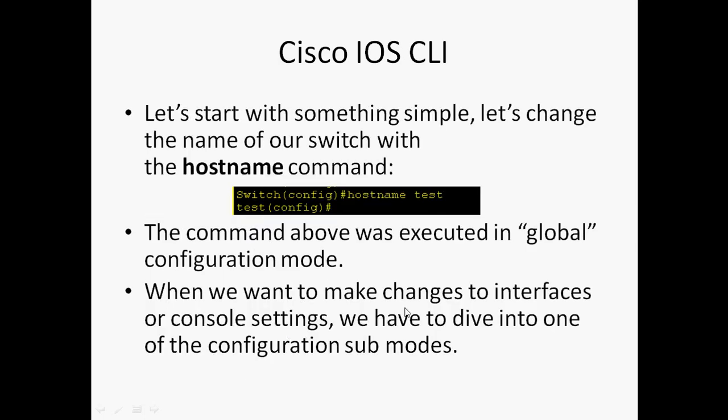Let's start with something simple. Let's change the name of our switch with the hostname command. By default, the switch name is showing as Switch. So in global mode I'm going to change the switch name. I have to give hostname as a keyword, then whatever name I want. Here I'm giving test. Now test open bracket config close bracket. Now the switch name is changed to test.